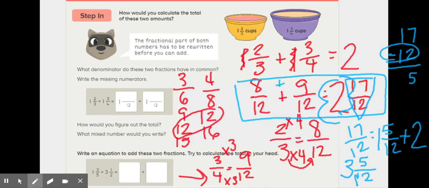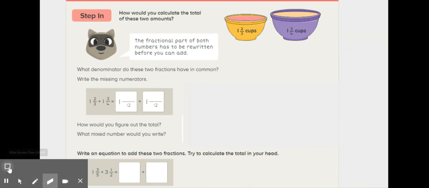The numerator is not larger than the denominator, so I can just kind of leave it alone. All right, so 3 and 5 twelfths, that is equivalent to 2 and 17 twelfths, but it's a better answer because it's easier to look at it and know what amount you're talking about. Right? We know this amount is closer to 3 than it is to 2. Okay. So that was the listing multiples method.